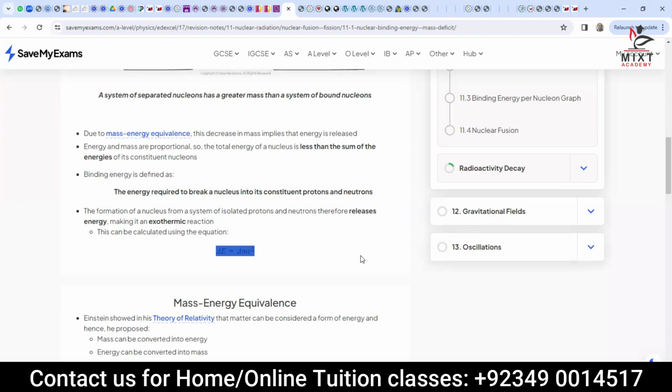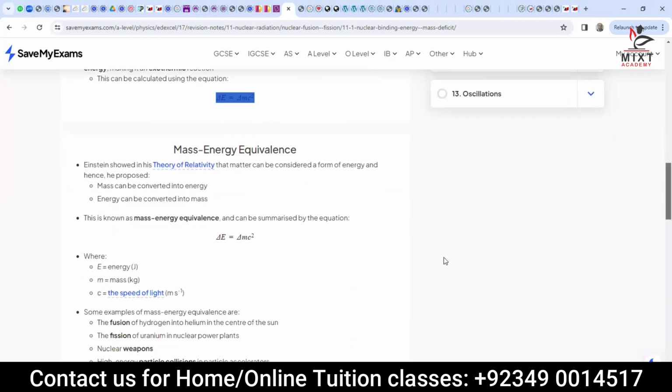Why this energy, why is the formula E equals mc square? Now remember that according to this formula, mass can be converted into energy and energy can be converted to mass. Like if a mass is moving with the speed of light, that is c, c means the speed of light, then it can be converted into energy.